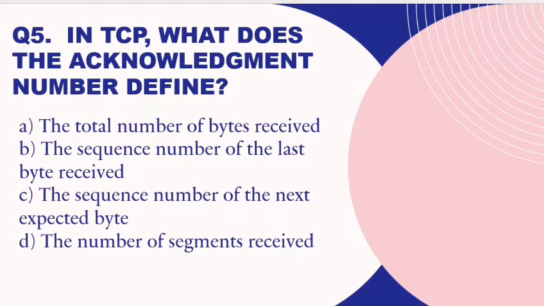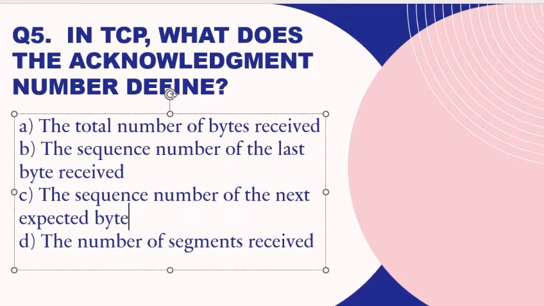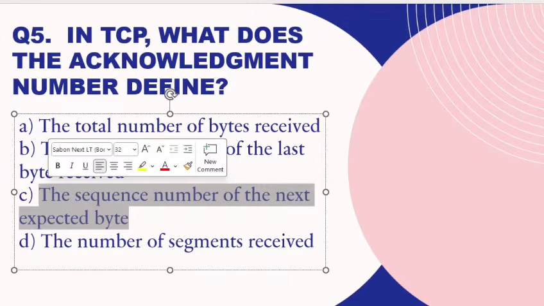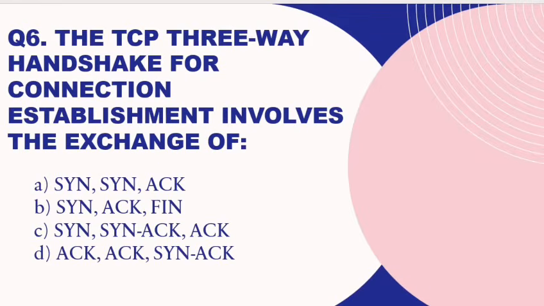In TCP, what is the acknowledgement number defined as? Option A, the total number of bytes received. Option B, the sequence number of the last byte received. Option C, the sequence number of the next expected byte. Option D, the number of segments received. So the correct answer for this question is the sequence number of the next expected byte. Moving on to the next question.